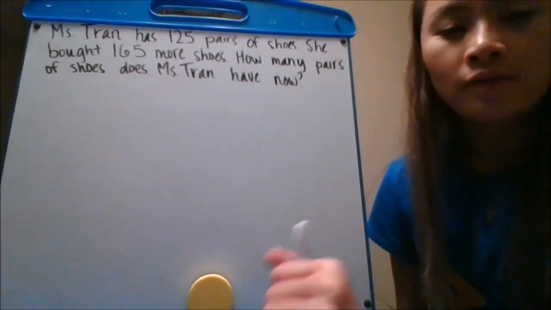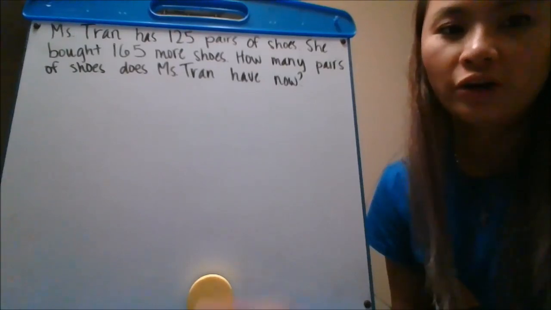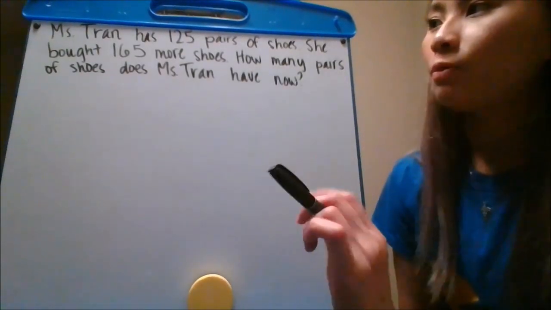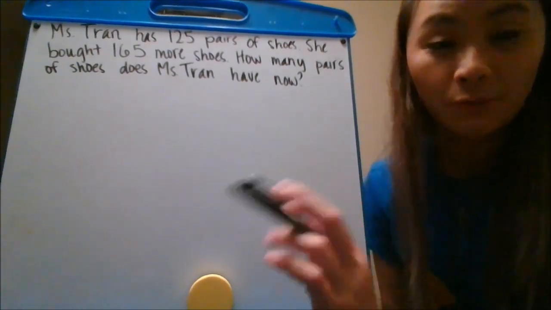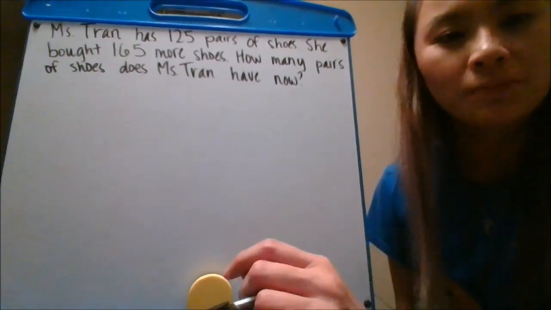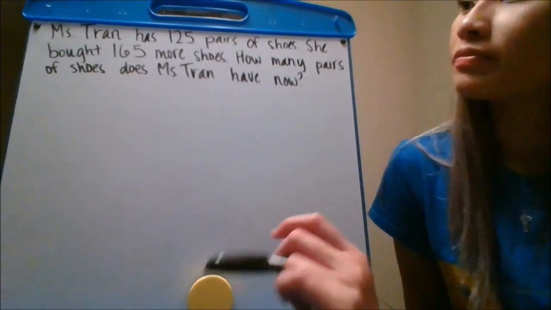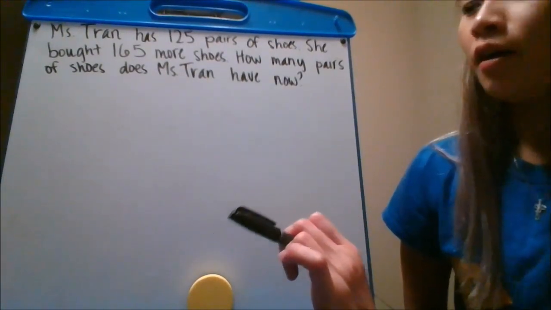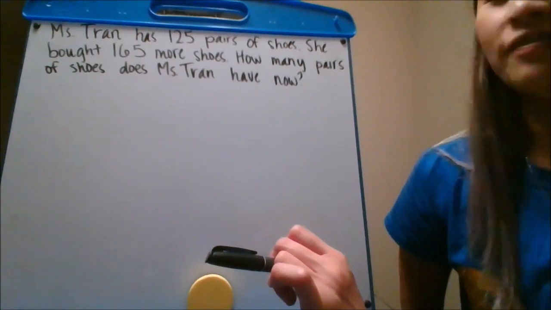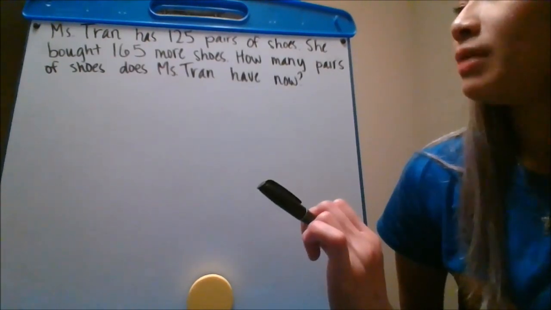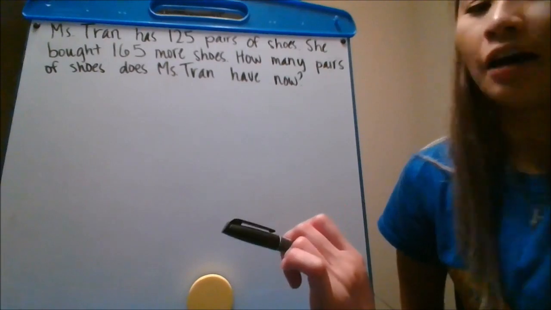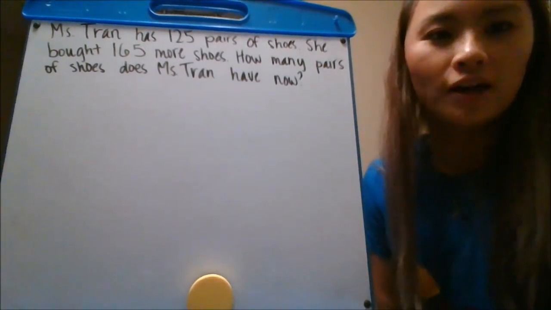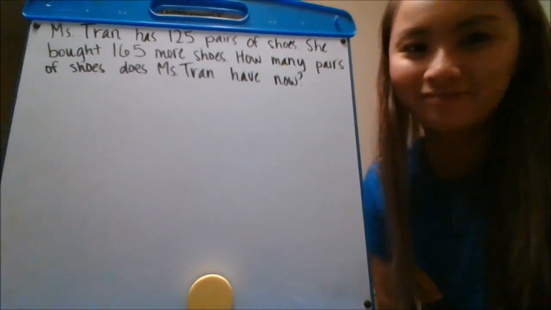All right, now it's time for you to pause this video and try this question on your own. Remember, please pause and work this question out on your own, and when you're finished, go ahead and press play and double check your work. Miss Tran has 125 pairs of shoes. She bought 165 more shoes. How many pairs of shoes does Miss Tran have now? Go ahead and pause, work this out, and when you're ready, press play and double check your work.